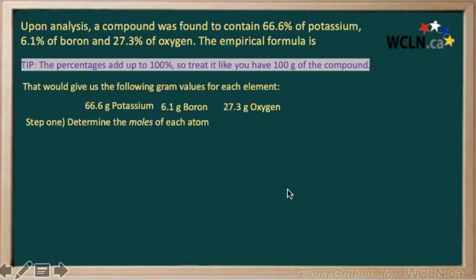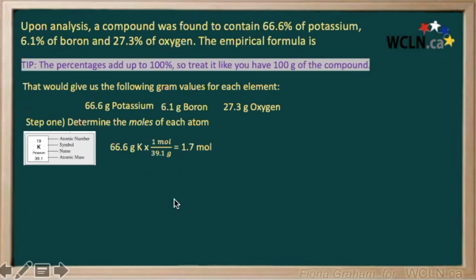So let's determine how many moles we have of each of these atoms. Well, we need to look at our periodic table and see that potassium has an atomic mass of 39.1, and that's how much 1 mole of potassium would be. So using this conversion factor here and knowing that we have 66.6 grams, we will basically divide this by 39.1 to see how many moles we get of potassium, and it would work out to 1.7 moles.